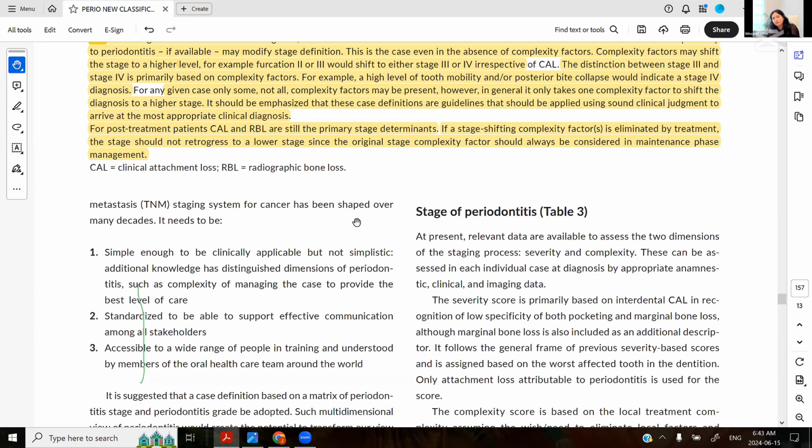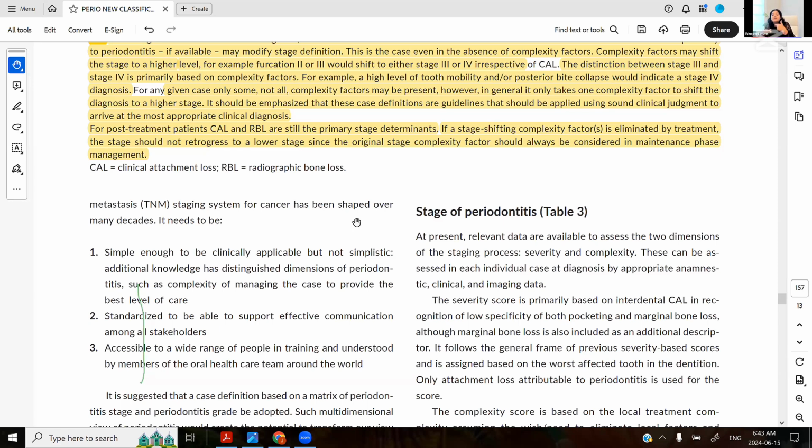Then for post-treatment patients, attachment loss and bone loss are still the primary stage determinants. If a stage shifting complexity factor is eliminated by the treatment, it should not retrogress to a lower stage. So if you had furcation involvement in stage 3 or 4, and you treat it, would you think your patient's stage is going to regress? Absolutely not. Why don't we put it on record as a changed stage?